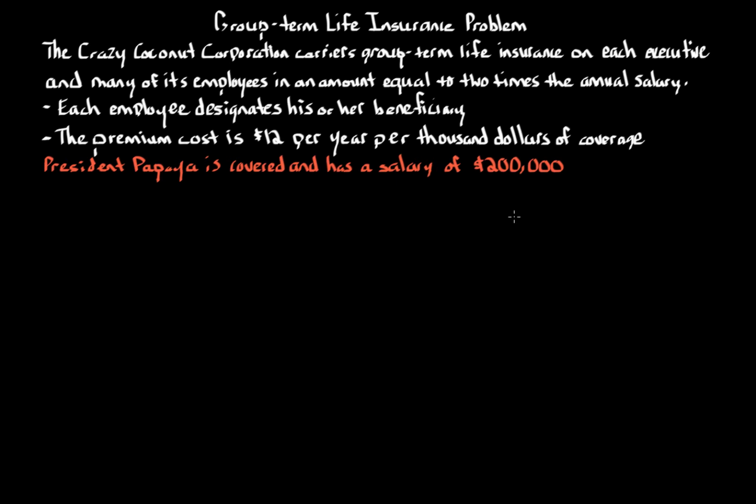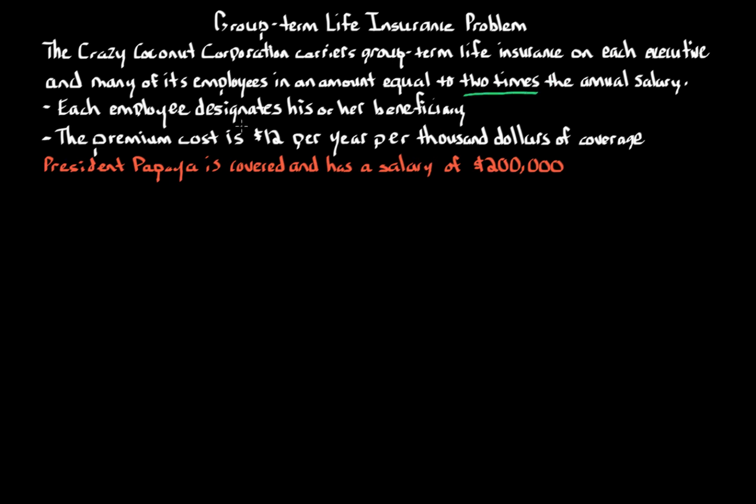Hello, in this video we'll talk about group term life insurance and we'll specifically look at the rules going through a problem. The Crazy Coconut Corporation carries group term life insurance on each executive and many of its employees in an amount equal to 2 times the annual salary of the employee.